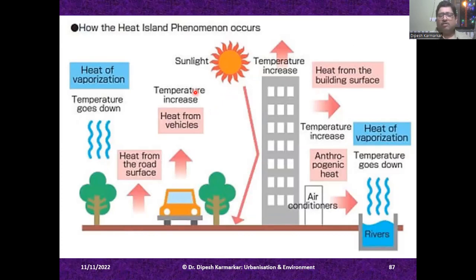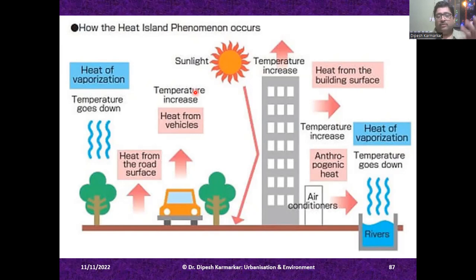Now, there are multiple sources through which heat is generated in the cities. It is not just sunlight. Heat is not received in the city just by sunlight, but it is also emitted because of vehicles. It is also emitted because of industries. It is also emitted because of various gadgets that we use, such as air conditioners, right?